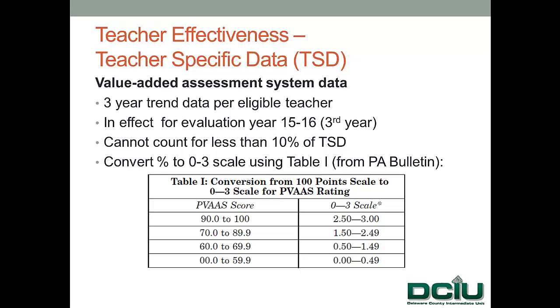The next part that is some new information regarding teacher PVAS is that teacher PVAS cannot count for less than 10% of that teacher-specific data piece of the pie. So once again, that means it cannot count for less than 2/3 of teacher-specific data. Of course, that does not apply to teachers without a PVAS score. This only applies to teachers with a PVAS score. Cannot count for less than 10%. And then finally, Table I, also from the PA Bulletin, looks at converting that teacher's PVAS score into a 0 to 3 rating.